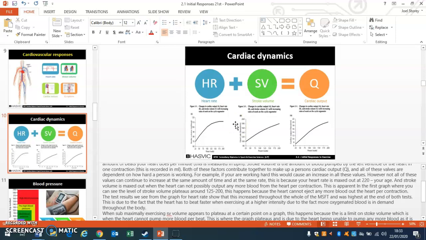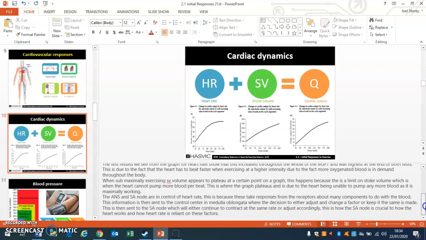The test results we can see from the graph for heart rate show that this has increased throughout the whole of the multi-stage fitness test and was the highest at the end of both tests. This is what we expected to see, as in the multi-stage fitness test the intensity gets higher and higher, which therefore means your heart has to beat faster and faster to supply more oxygenated blood around the body. So at the end, your heart will be beating faster than at the beginning due to the higher intensity. This is due to the fact the heart has to beat faster when exercising at a higher intensity.